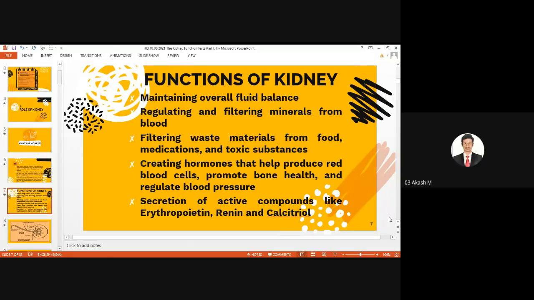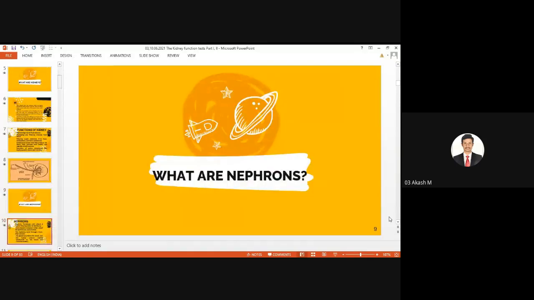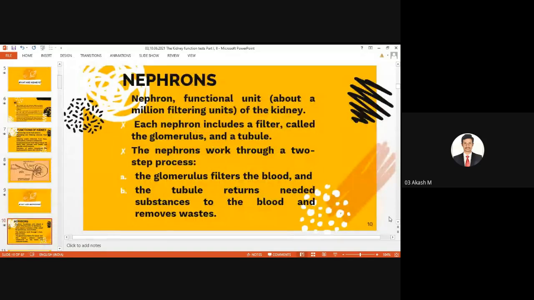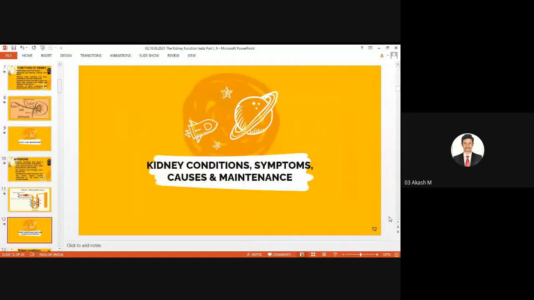And we saw about the functional unit of kidney, nephron. Each includes a filter called glomerulus and tubule. The nephron works in a two-step process. Glomerulus filters the blood and tubules return needed substances to the blood and remove wastes. We saw about kidney conditions, symptoms, causes, and maintenance.